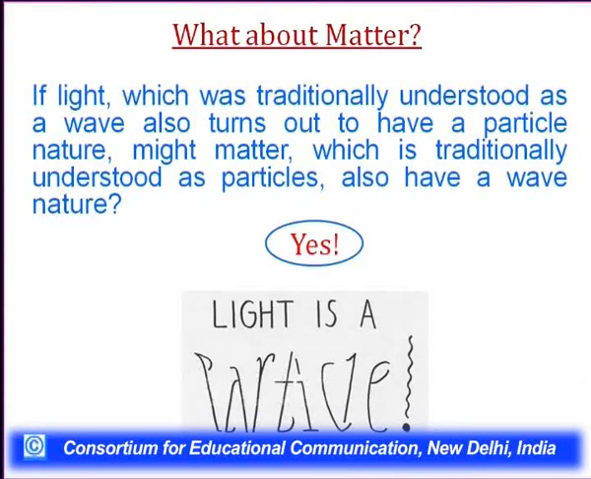Light, which was traditionally understood as a wave, also turns out to have a particle nature. Matter, which is traditionally understood as a particle, also has a wave nature. Means matter behaves as a particle and a wave, and the light behaves as a wave and as a particle. Is light a wave or is light a particle?